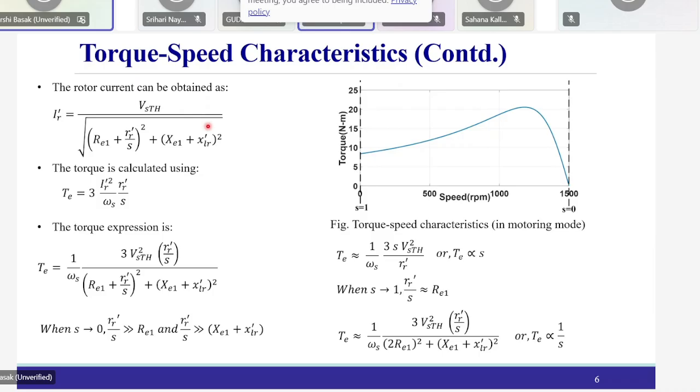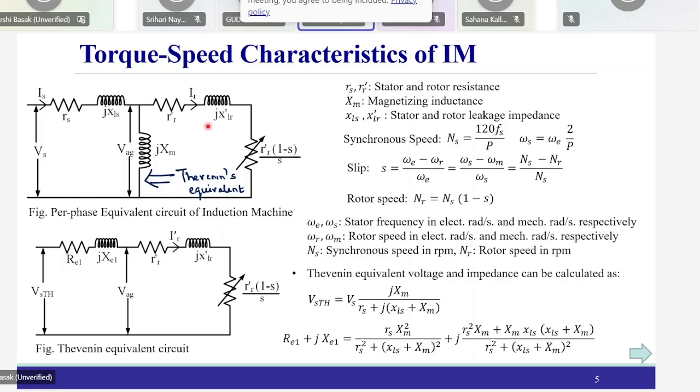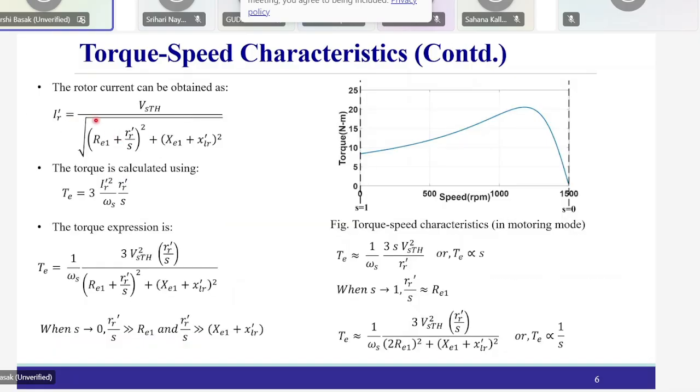Excuse me, sir. Yes, please. Sir, what is the significance of why we are looking at that point to find out VTH? Because the circuit is already there. So why are we finding the equivalent circuit? See, we need to find out the torque. To find out torque, we need to know the rotor current. So how to find out the rotor current? This is given by this expression.